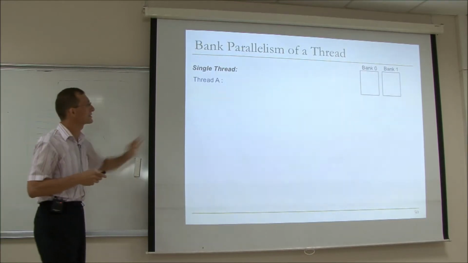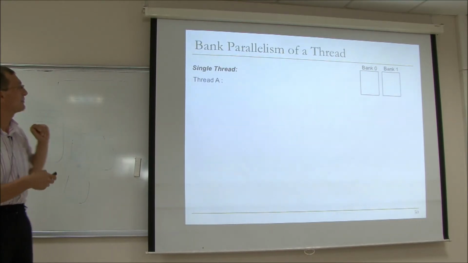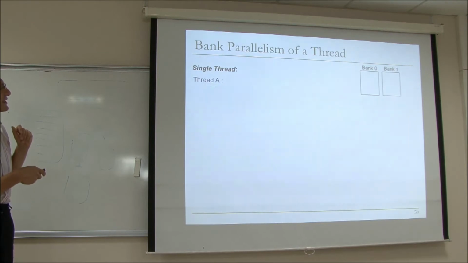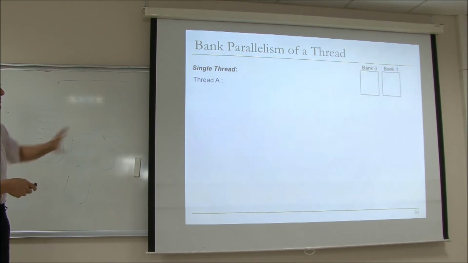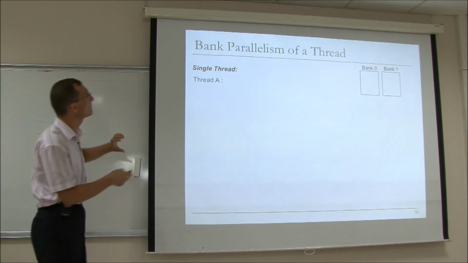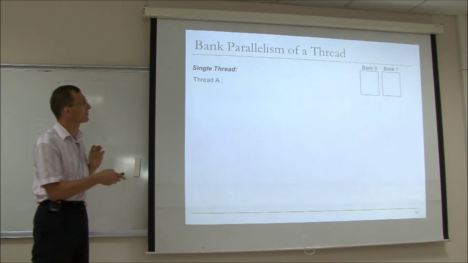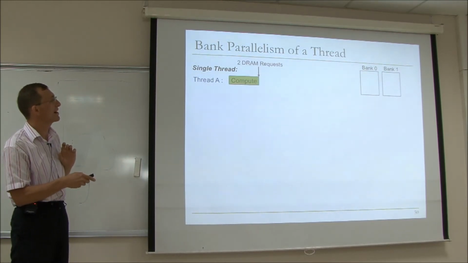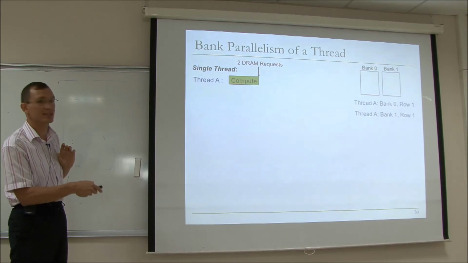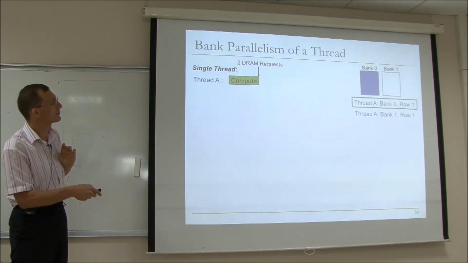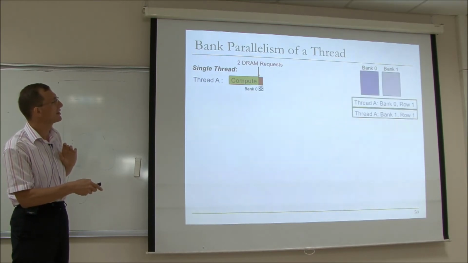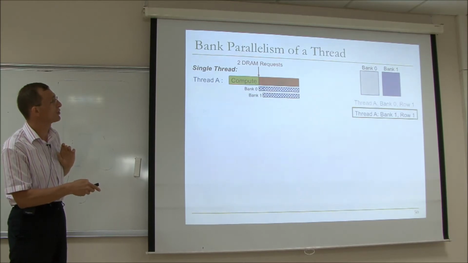Let's take a look at a pictorial example. You have a single thread, thread A, running on one core. Assume that there's only one core now. And you have memory with two banks. This thread generates two DRAM requests. And these requests are sent to the memory controller. The memory controller first schedules the first one. And then the memory controller schedules the second request. And both requests are served in parallel.